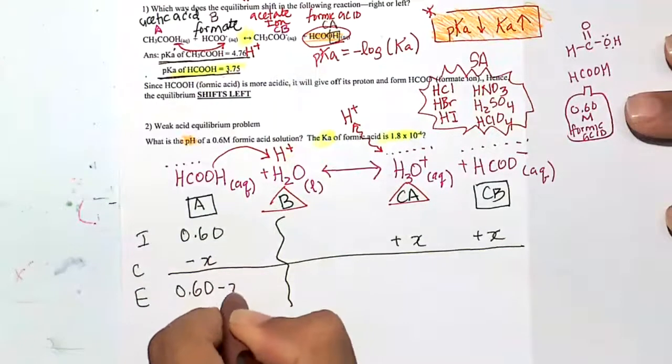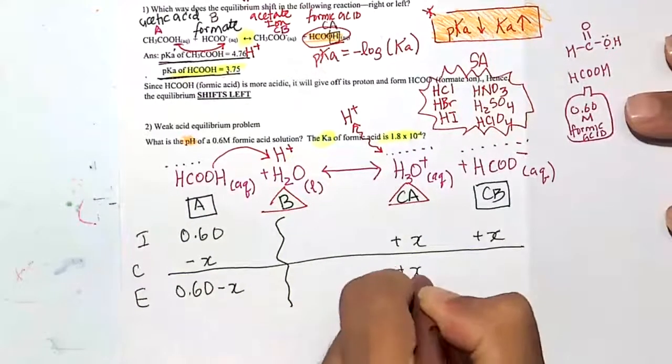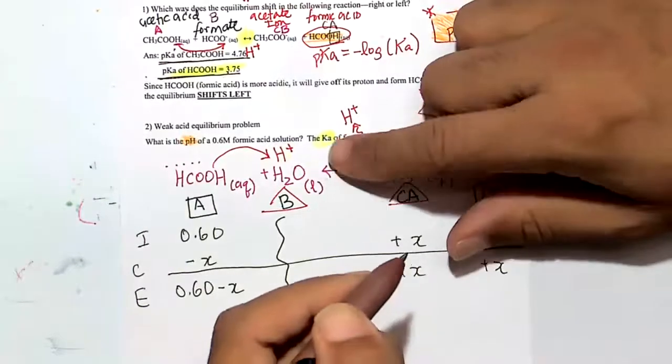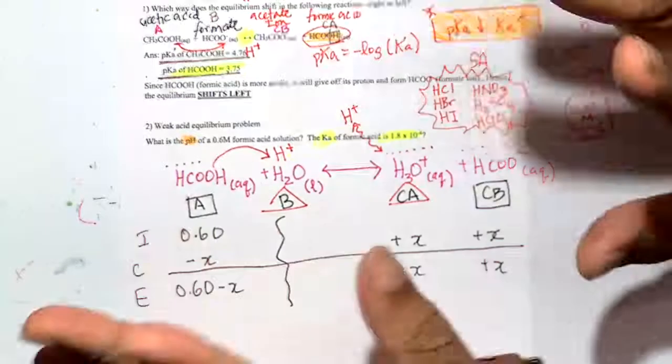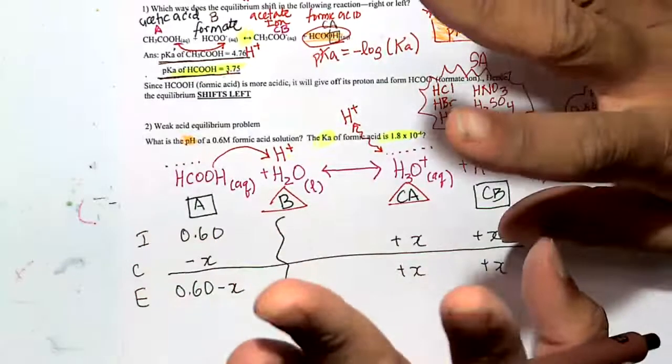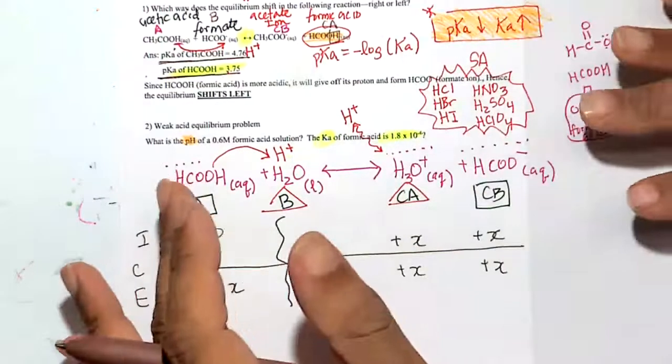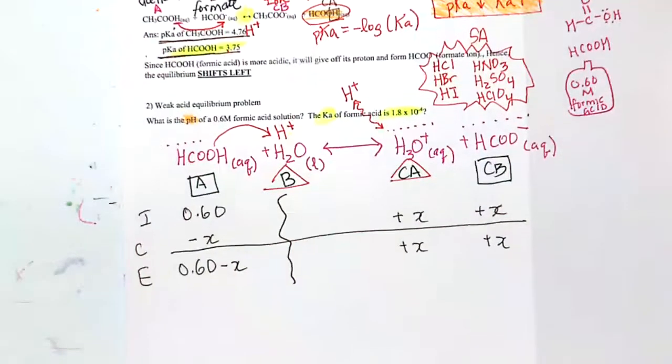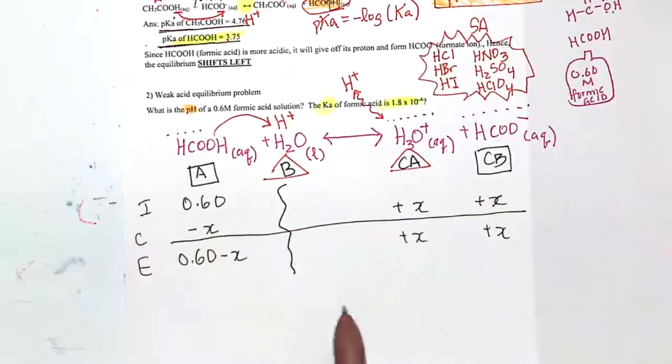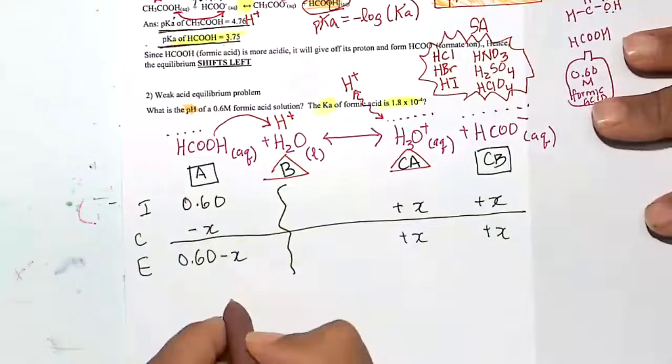Okay, this will be 0.60 minus X. Just do this on the exam. Okay, don't do anything with water. It's a liquid. Solids and liquids you don't mess with. Leave it. Solids and liquids, leave it alone. Okay. All right, so these are the concentrations at equilibrium, right? So we will plug this into Ka.